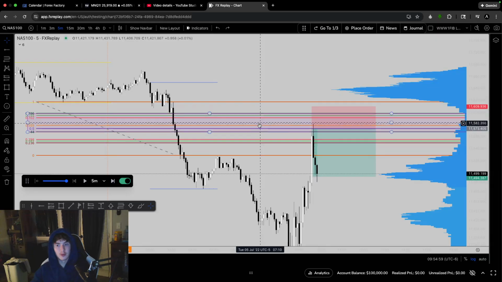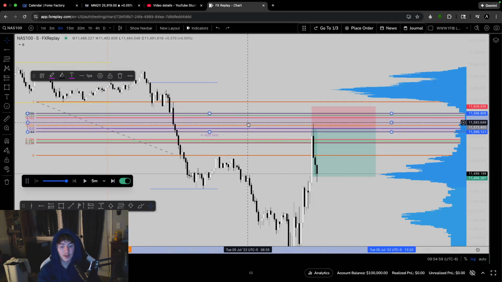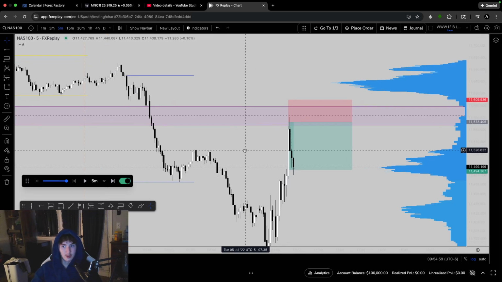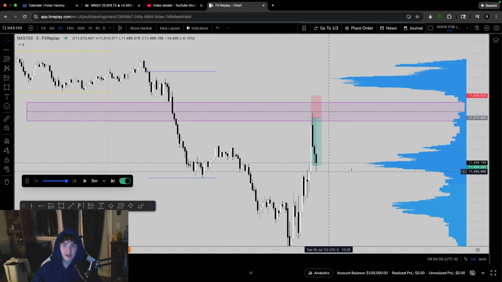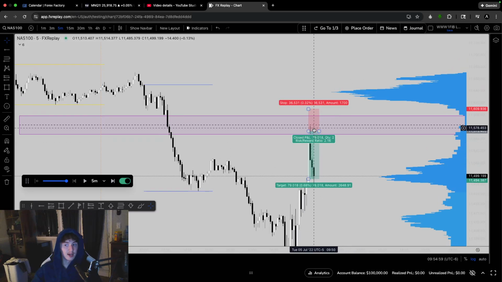There's one person left. Hold on, don't leave yet. Tell me this isn't sauce. Look at that trade. Is that not the most beautiful trade you've ever seen? Top tick.